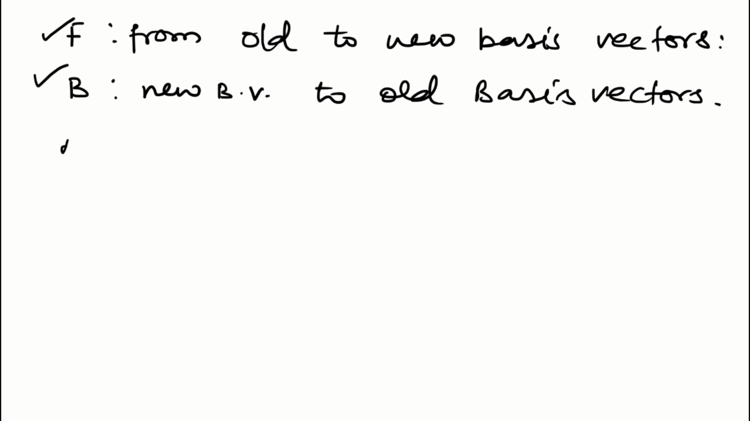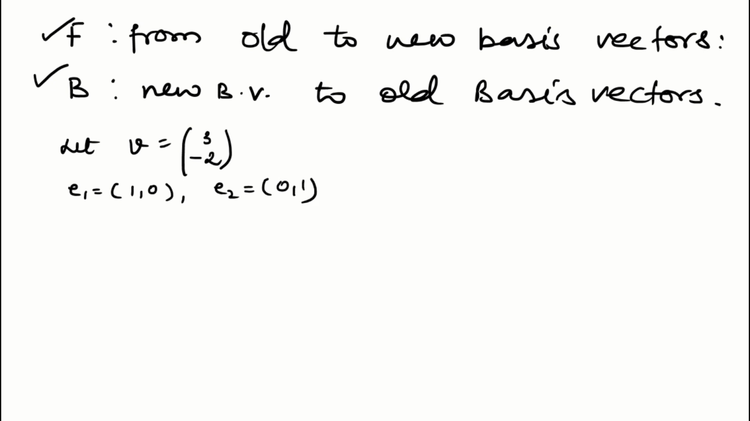Now let's consider a vector v as (3, minus 2). Now we will write vector v in the old coordinate system and the new coordinate system. So let's first write v in the old coordinate system. That means we have to write v in terms of e1 and e2. As we know that e1 is (1, 0) and e2 is (0, 1), we can write v as 3 times e1 plus minus 2 times e2. As e1 and e2 are the standard basis, the components and coordinates will be the same: 3 and minus 2.